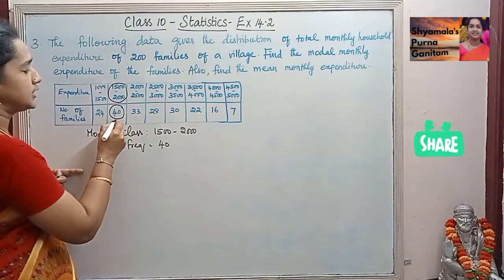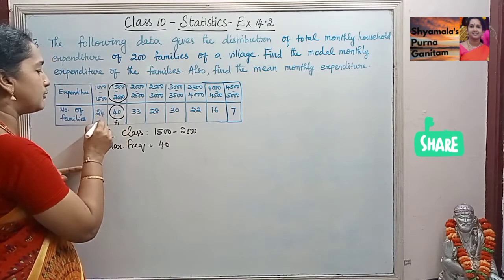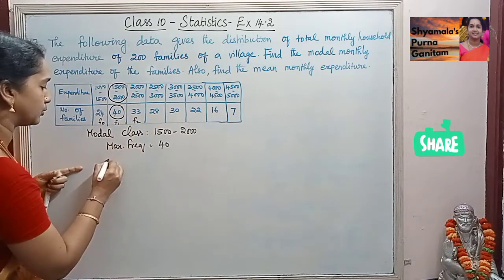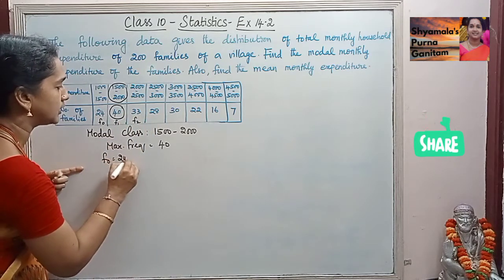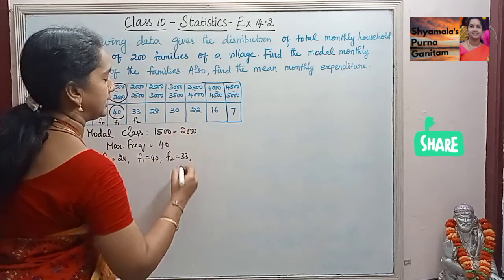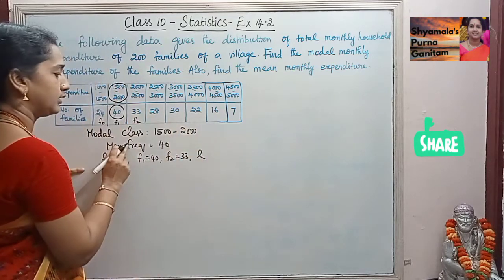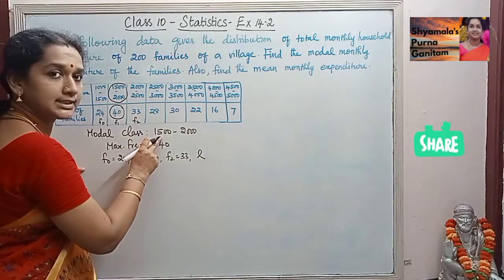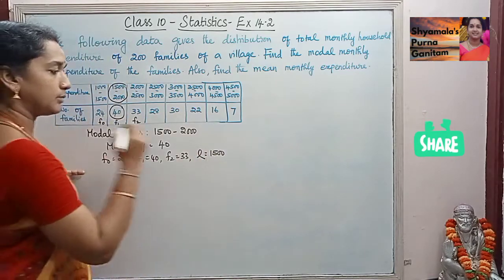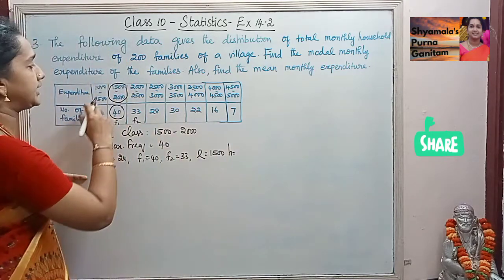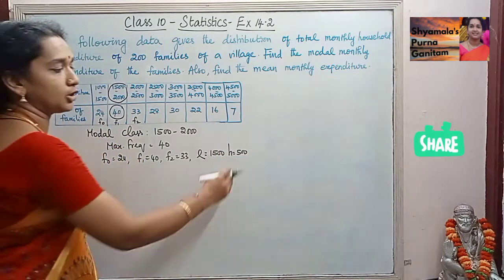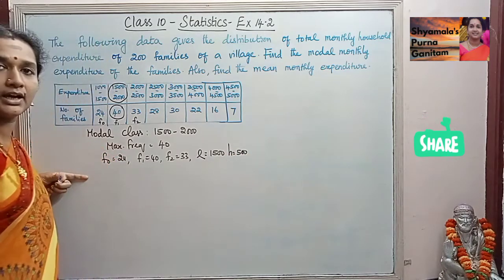So this 40 will be f1. The frequency preceding it is f0, and the succeeding one will be f2. So f0 is 24, f1 is 40, f2 is 33, and the lower limit of the modal class, which is 1500 to 2000, is L equal to 1500. And one more thing is h, the height, which is the difference between the upper limit and the lower limit, that is 500.